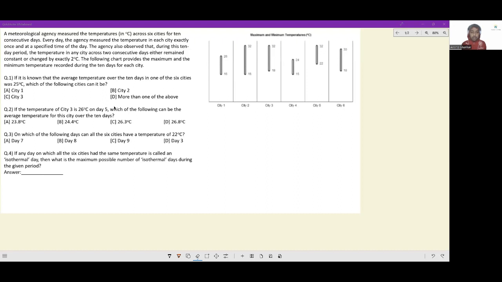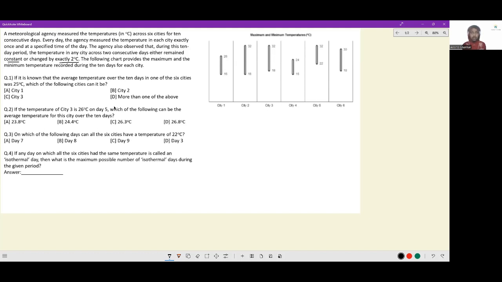Let's look at this set. A meteorological agency measured the temperatures in degrees centigrade across 6 cities for 10 consecutive days. Every day, the agency measured the temperature in each city exactly once and at a specified time of the day. The agency also observed that during this 10-day period, the temperature in any city across 2 consecutive days either remained constant or changed by exactly 2 degrees centigrade or Celsius. The following chart provides the maximum and the minimum temperature recorded during the 10 days for each city.